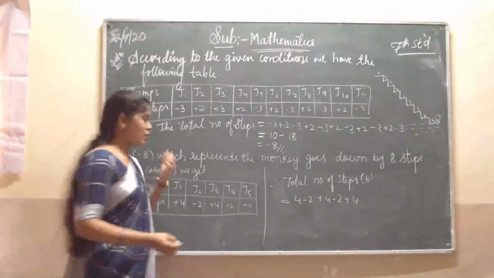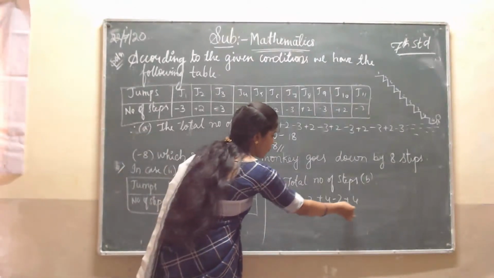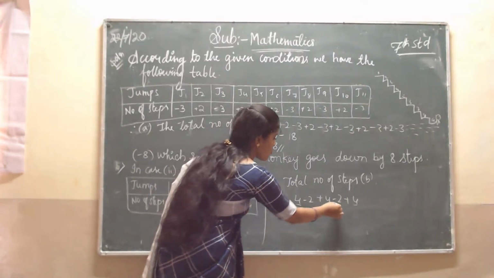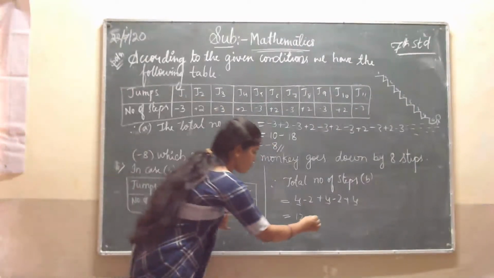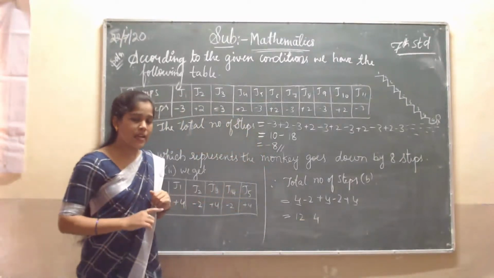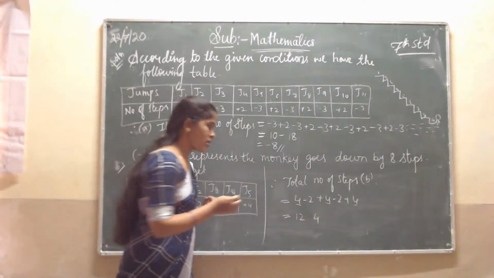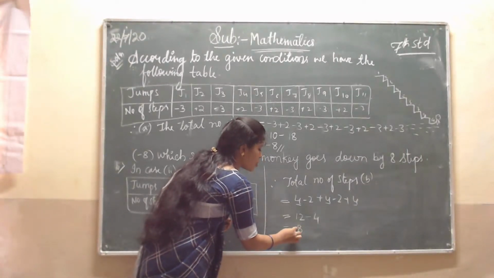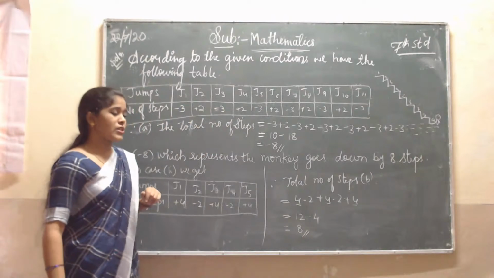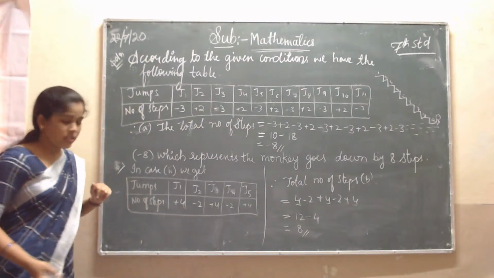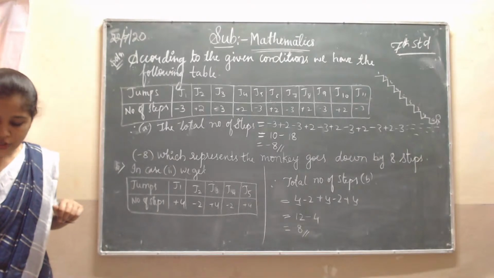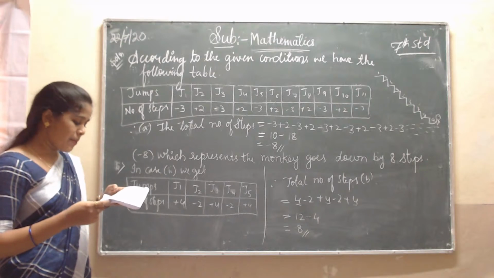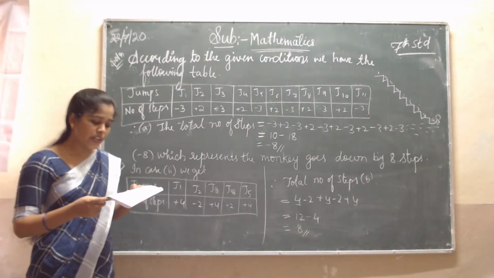Now add. Total means we should add here. First add 4, 4, 4. 4 plus 4, 8. 8 plus 4, 12. Now minus 2 plus 4, minus minus plus 4, then two numbers also of negative sign, so minus. Now 12 minus 4 is 8, but the sign is positive because the greater number is 12. So in the second question B, 4 minus 2 plus 4 minus 2 equals 8. In A, the sum is minus 8, representing going down by 8 steps.